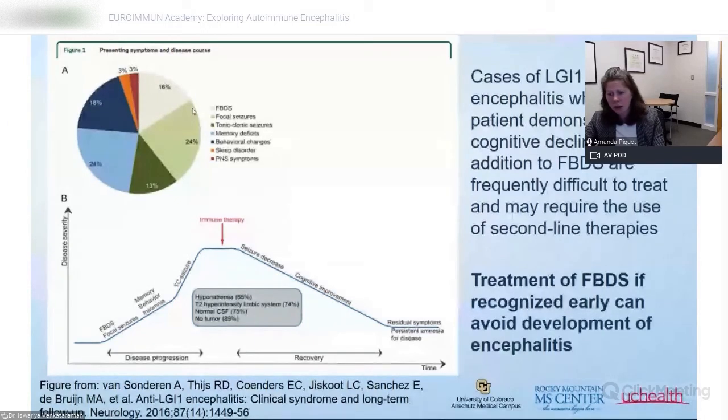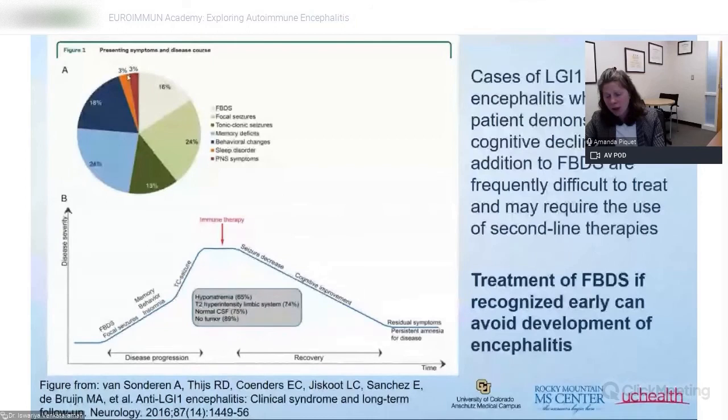There is still, however, a large proportion of patients that present primarily with cognitive and behavioral changes at onset, and those are highlighted in the blue shades. There is a smaller subset of patients that present with either sleep disturbance or peripheral nervous system symptoms, such as hyperexcitability, as their presenting symptom, and that's in the orange and red.